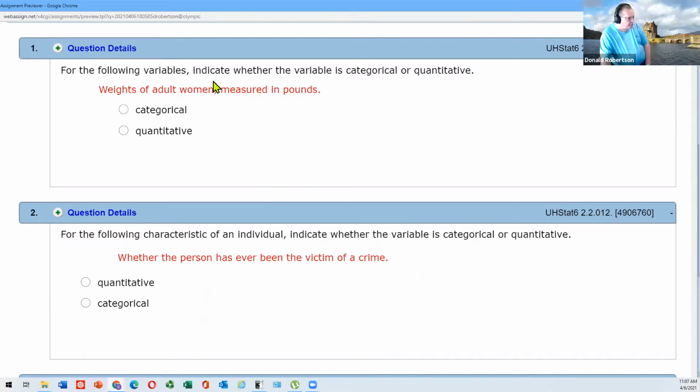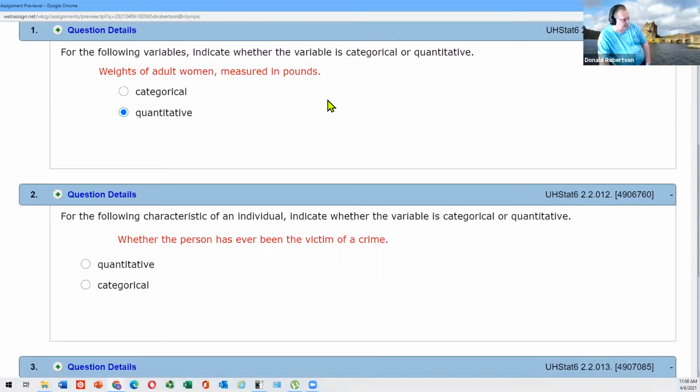For the following variables, indicate whether the variable is categorical or quantitative. The weight of a woman measured in pounds, quantitative, agreed? Now, if they wanted to go into more detail, would you agree that that's also continuous? Not that they asked us to do that, but isn't a weight a continuous variable? Right, you can be 202 pounds or 202.222 pounds, right? You could be any number you like.